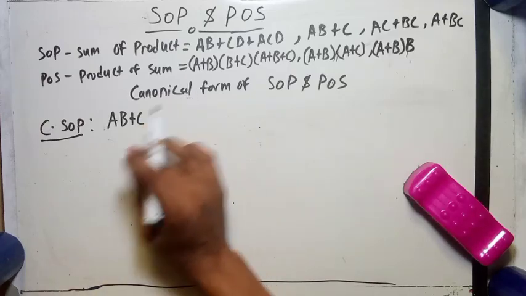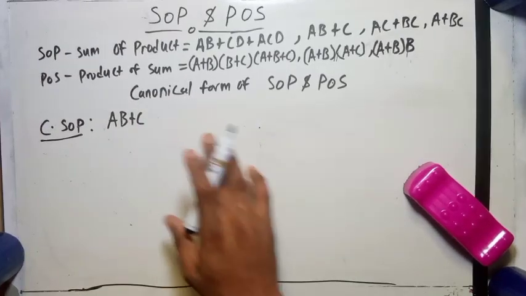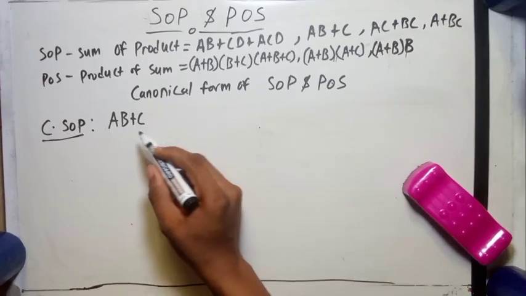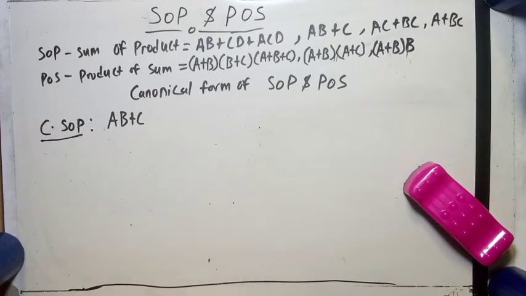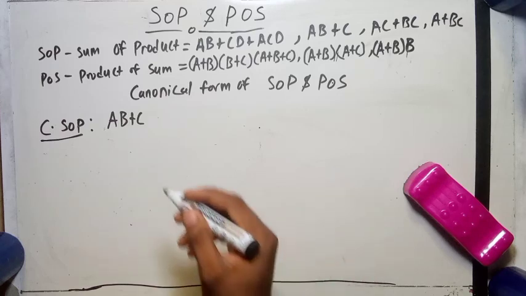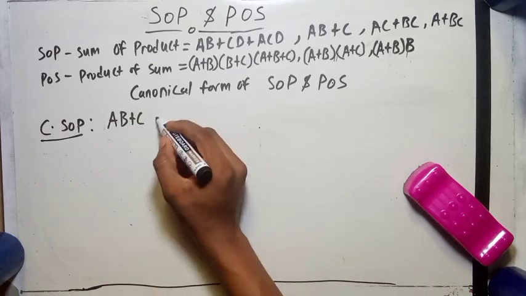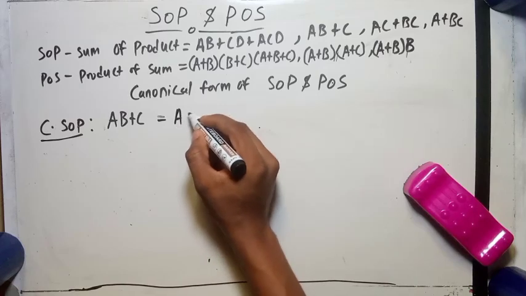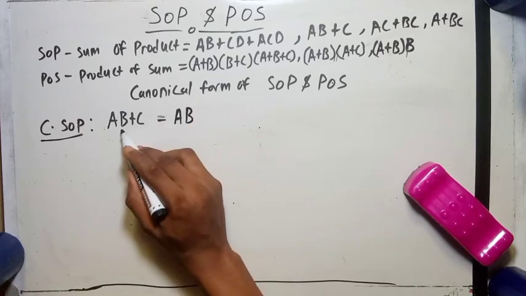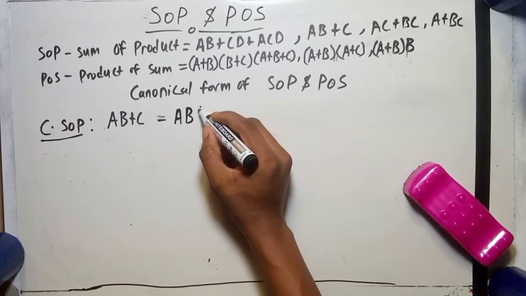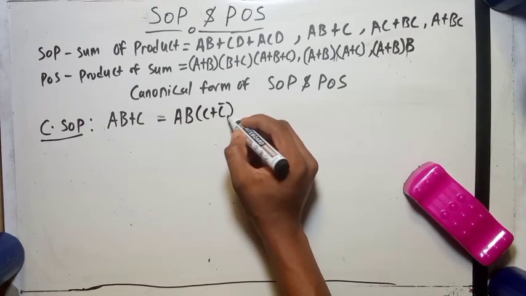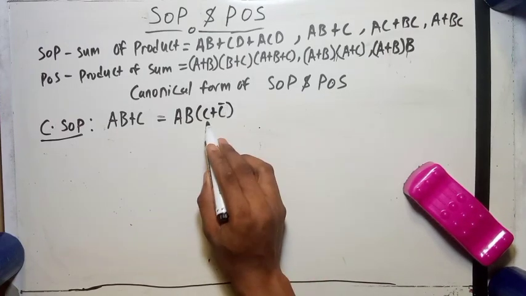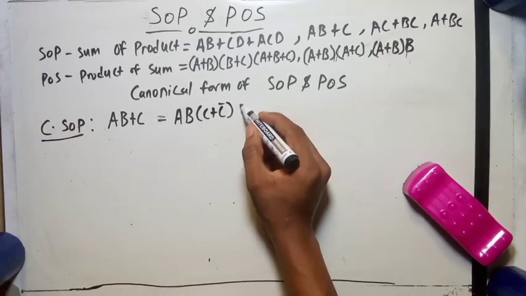For you to convert it to a proper canonical form, we're going to be multiplying each of these products by the variable that you don't have, plus its complement. What I mean is this. In this case, we're going to be having A, B. We don't have C in this product, so we're going to be adding C plus C bar to this one, and we're moving over to the next one.